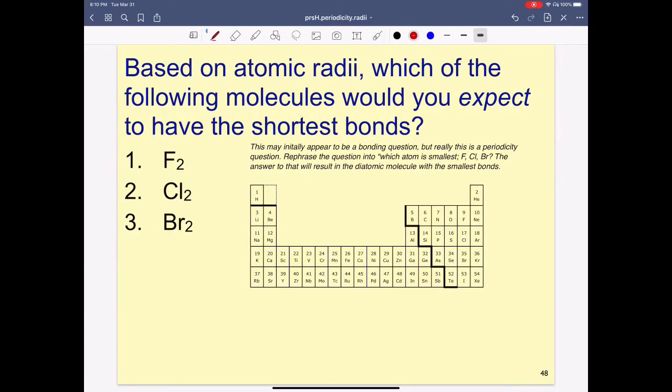So here's a question. AP often will hide a question in another question, in that at first this question might look like a bonding question. This may initially appear to be a bonding question because you're asked, which would you expect to have the shortest bonds? But in fact, this is a periodicity question. Pause if you need a moment to consider this question, and then we'll go right to the answer.